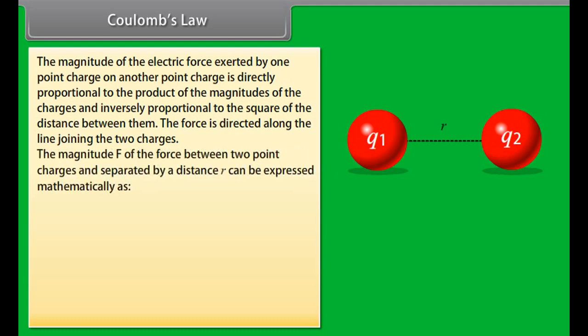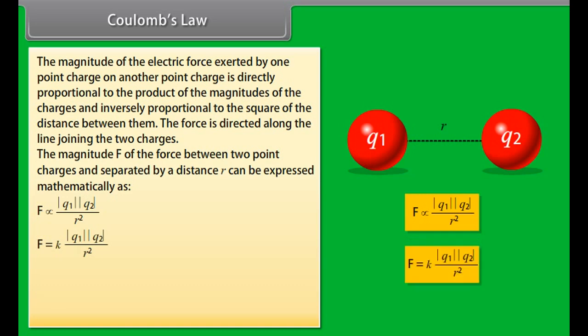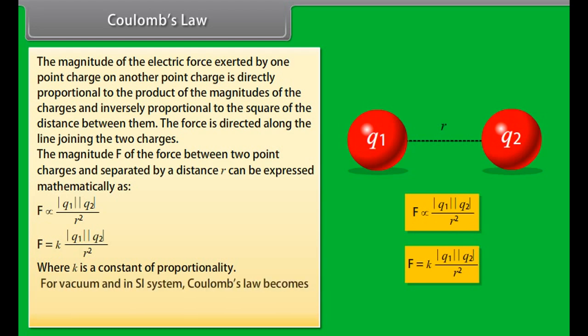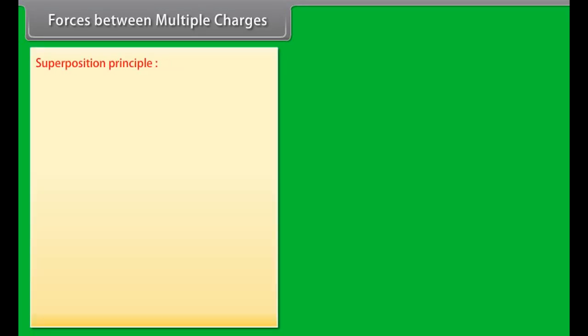The magnitude F of the force between two point charges Q1 and Q2 separated by a distance r can be expressed mathematically as F = k |Q1| |Q2| / r². Here, k is a constant of proportionality. For vacuum and in SI system, Coulomb's law becomes F = 1/(4πε₀) × |Q1| |Q2| / r². Forces between multiple charges. Superposition principle.